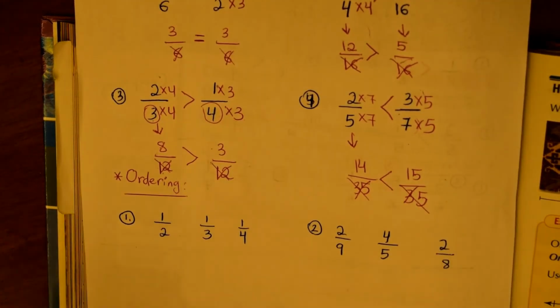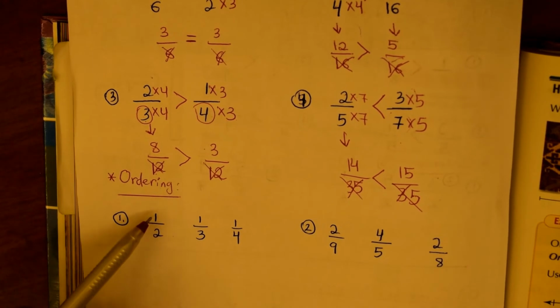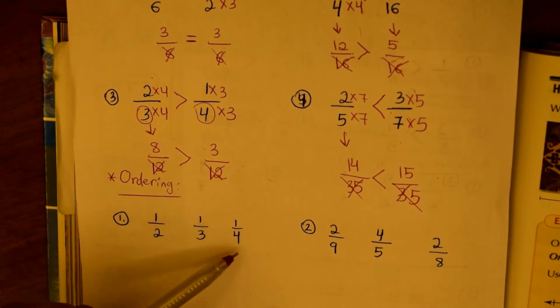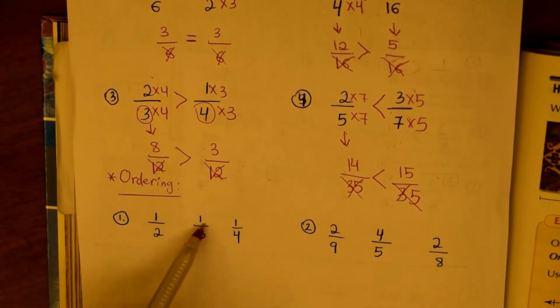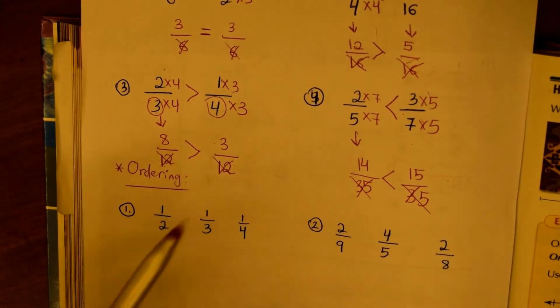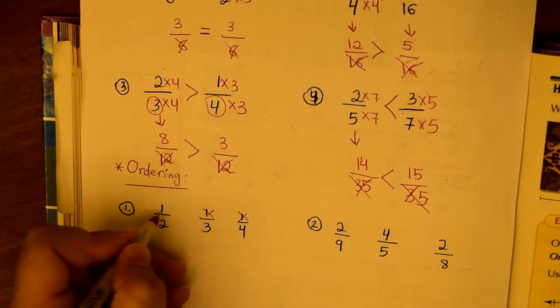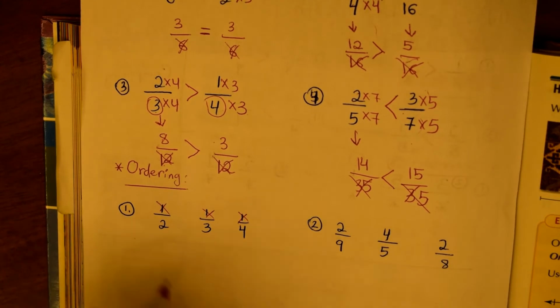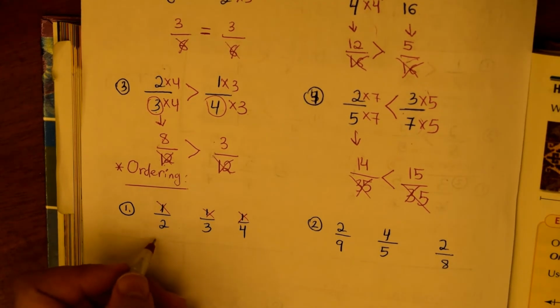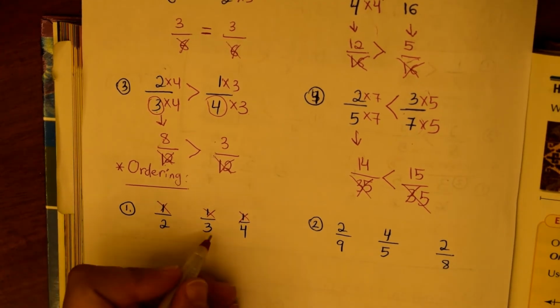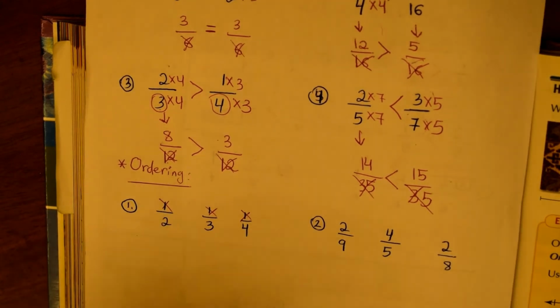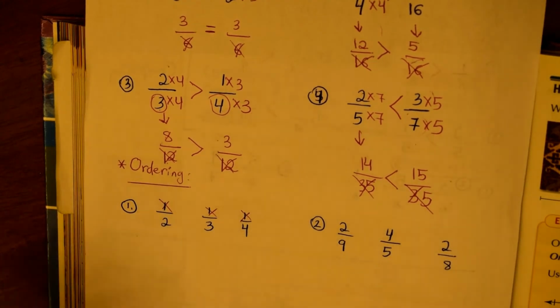Okay, now for ordering, I have 1 over 2, 1 over 3, 1 over 4. Here I have common numerators, then I will cross them. Now I want you here to make it from least to greatest. So I have 2, 3, 4, but these numbers are down, not up.